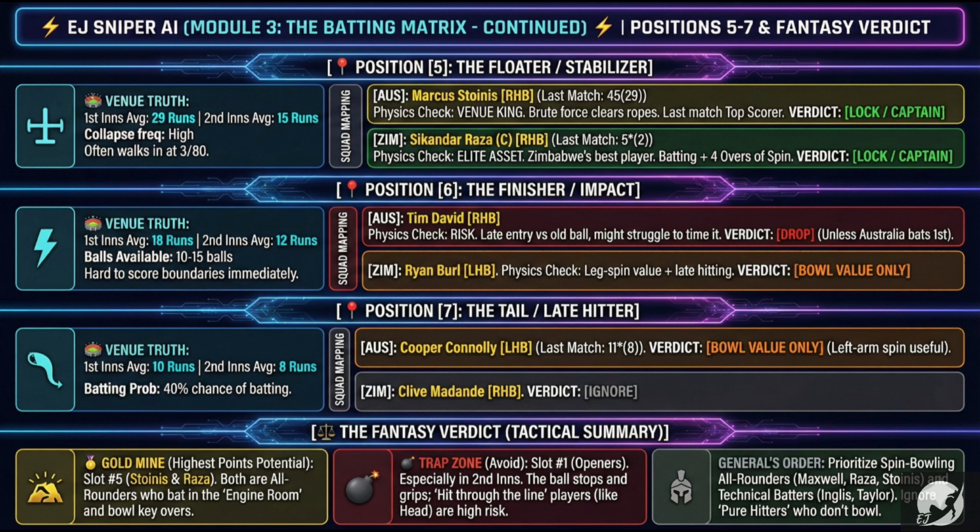Position 7. The value picks. Look at Ryan Burrell and Cooper Connolly. Don't pick them for batting. Pick them because they bowl spin. On a turning track, they are hidden gems who can steal cheap wickets. The sniper's order is final. Avoid the openers. Load up on the all-rounders in slot 5. Now, let's switch to the bowling matrix and see why pace is dangerous.